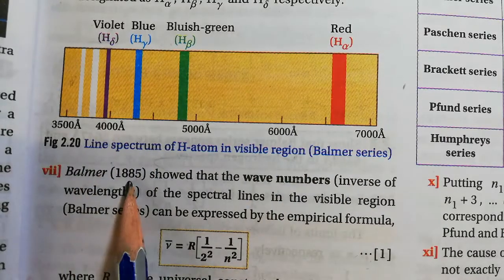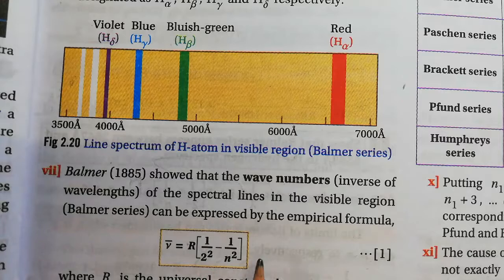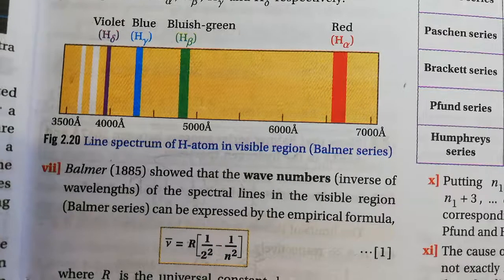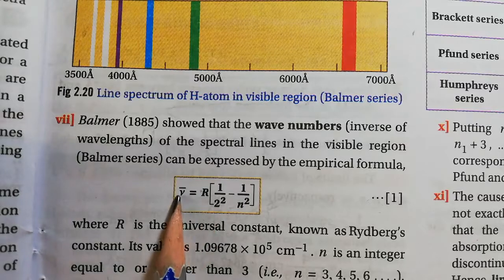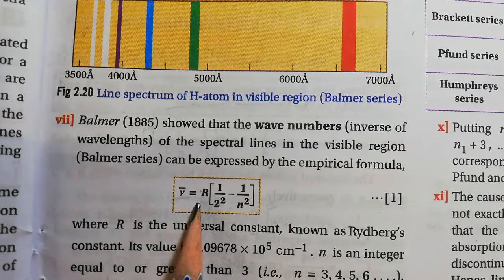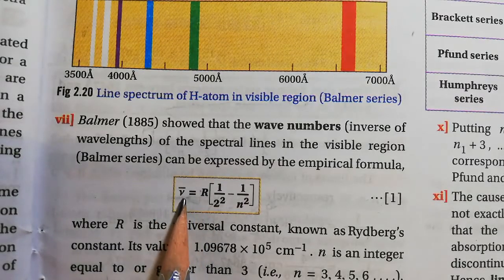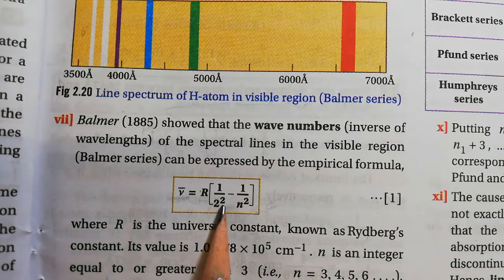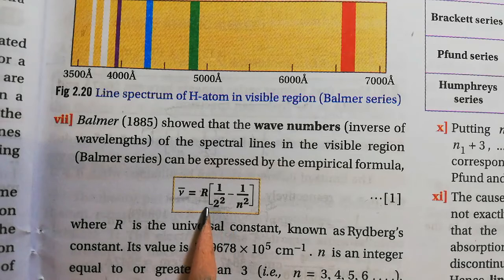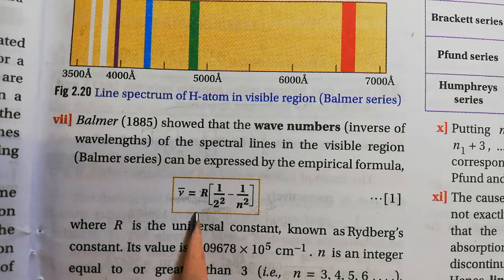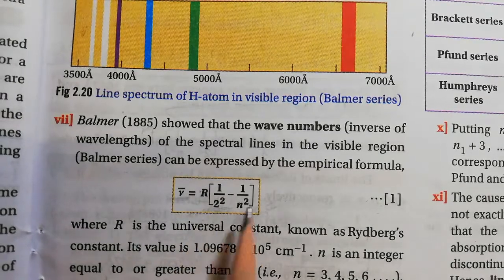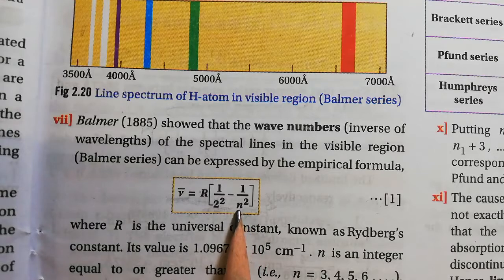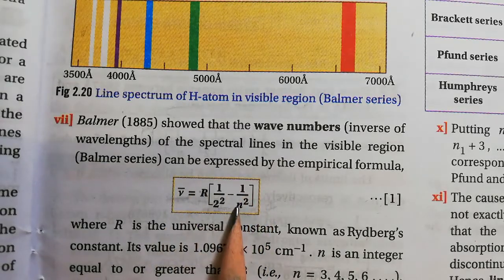In 1885, Balmer gave this equation, which is said to be the wave equation: nu bar equals 1 by lambda, the reciprocal of wavelength. R is the Rydberg constant, and 2 is the shell into which the electron is falling, and n is the higher shell from which the electrons are falling. So how it is forming, I will show right now.